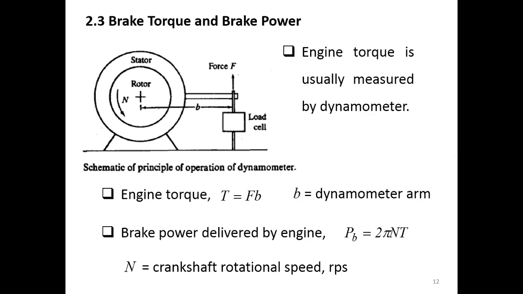Okay. The next one is about the important parameters. After you invent or manufacture the engine, after you build the engine, what do you have to look for? The first one, you have to find the brake torque and the brake power. When we talk about the brake, it always means the output.